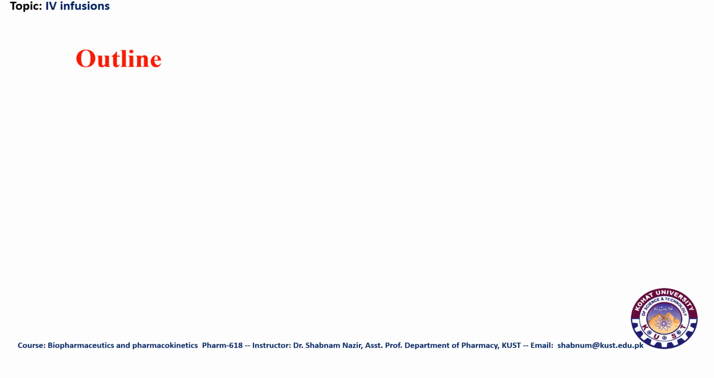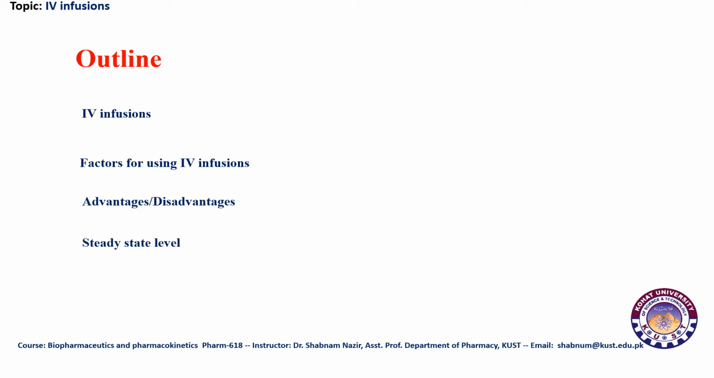Outline for today's lecture. First of all, the introduction to intravenous or IV infusions, then factors for using IV infusions instead of conventional dosage forms like IV bolus or the oral route. Then we'll discuss the advantages and disadvantages of intravenous infusions. Then the steady state level that is achieved after the continuous administration of intravenous infusions. Then orders of pharmacokinetics of intravenous infusions, input and output.